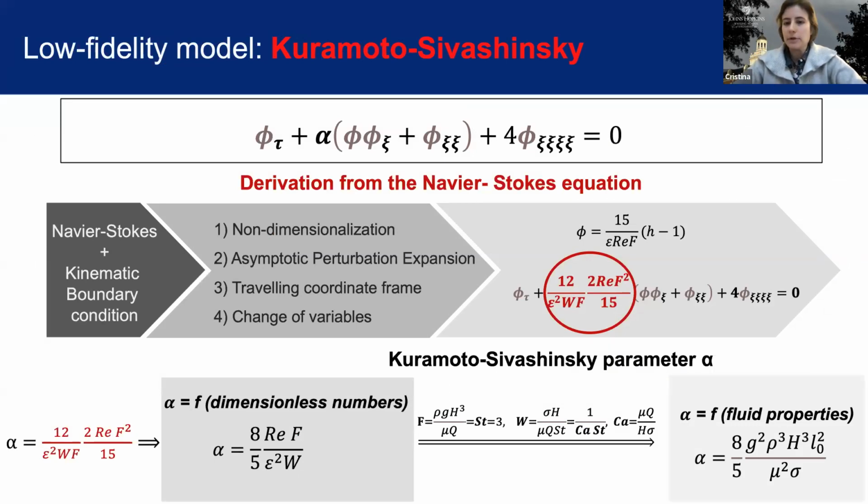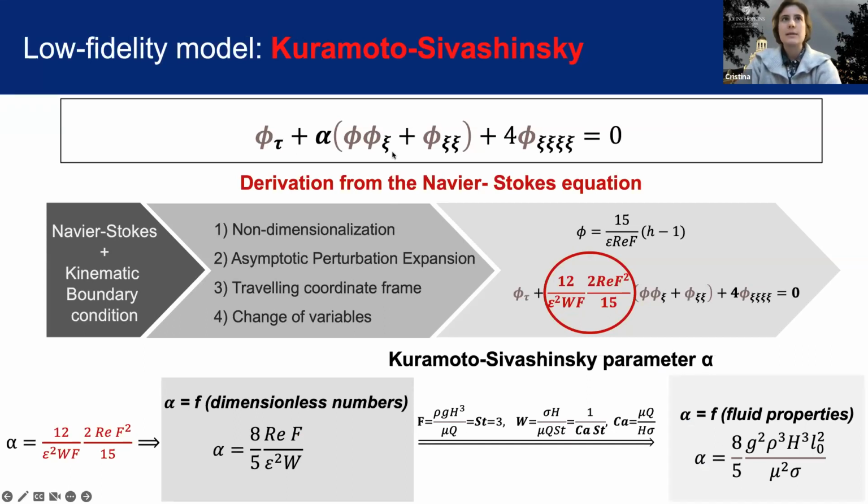So now to give you some perspective on the low fidelity model, the Kuramoto-Sivashinsky equation can be derived from the previous equations that I showed you for Navier-Stokes, assuming a small wave number and a small Reynolds number. Here, the Kuramoto-Sivashinsky equation is at the top of the slide.